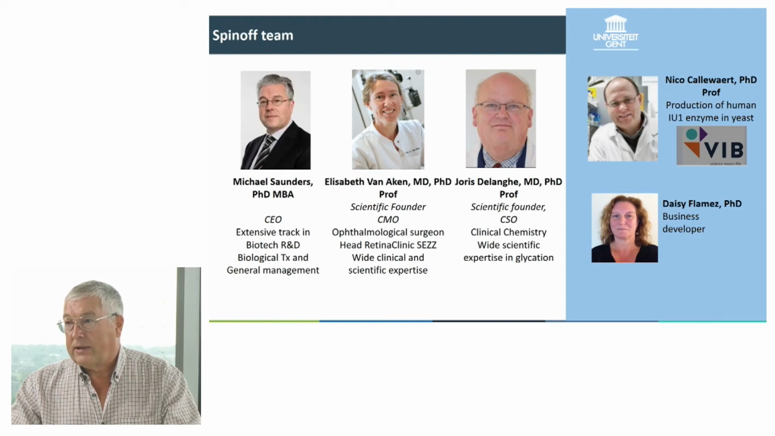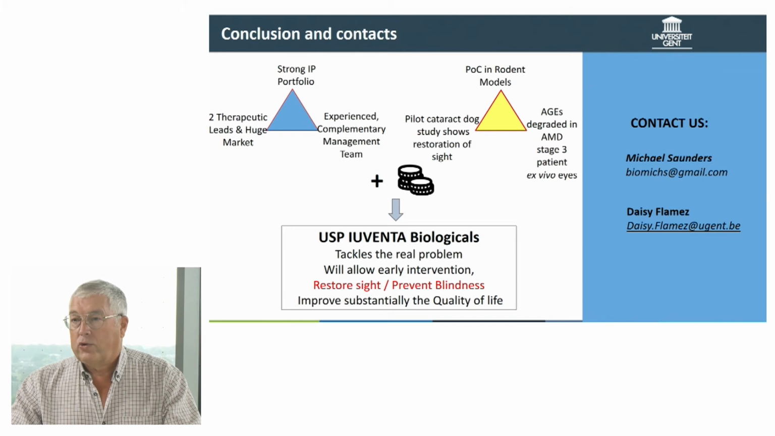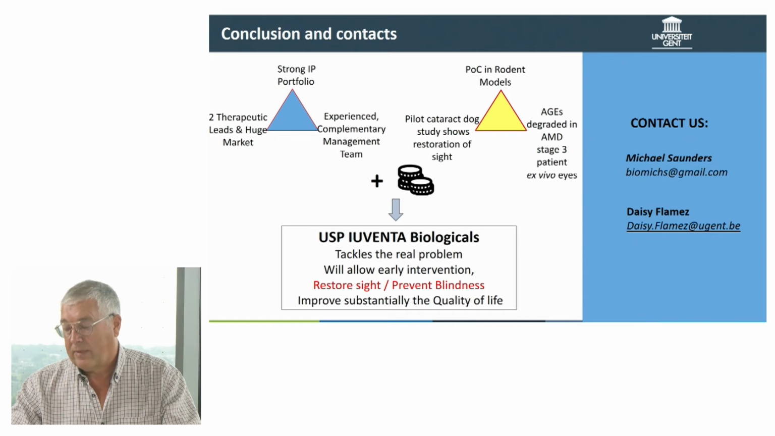Also supported by Nico Calawart from VIB for enzyme production, and Daisy Flames from the University of Ghent as a business developer. So to conclude, the unique selling point of Juventa Biologicals is to tackle the real problem, allowing early intervention, restoring sight, and prevent blindness, and by that, to substantially improve the quality of life of patients.